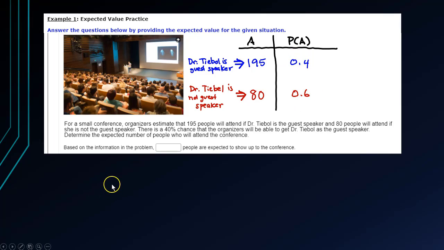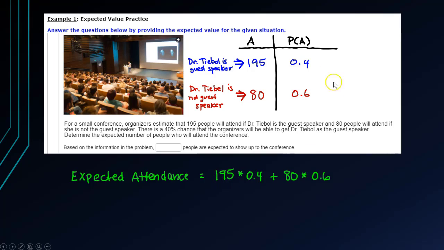So when I want to calculate the expected value, or in this case the expected number of people that will show up, I'm going to take 195 times that 0.4, and I'm going to take 80 times 0.6, and I'm going to add them together, which becomes 78 plus 48, which is 126. So on average, we expect 126 people to show up to this conference, not knowing whether or not we've secured Dr. T-Bull yet.